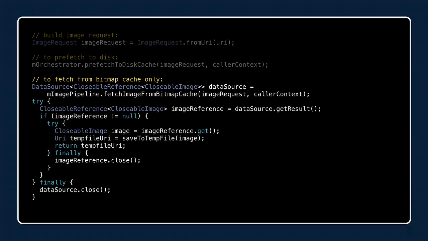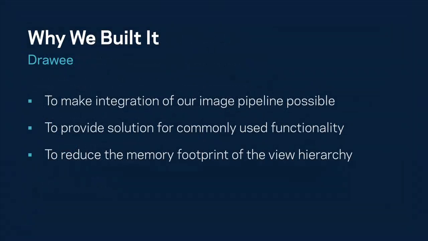The good news is, with Drawee, we don't have to do any of this to display an image. And this is one of the reasons why we built Drawee. The other reason was to provide a commonly used functionality rather than having developers reinventing the wheel over and over again. And finally, we wanted to reduce the memory footprint of our view hierarchy.